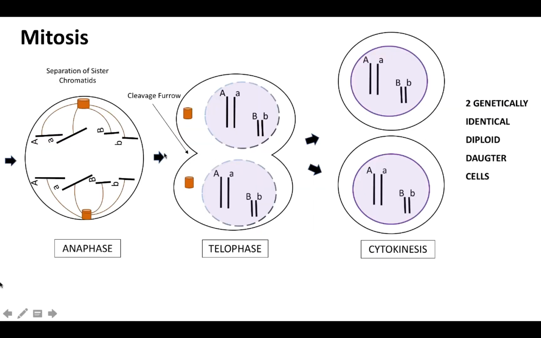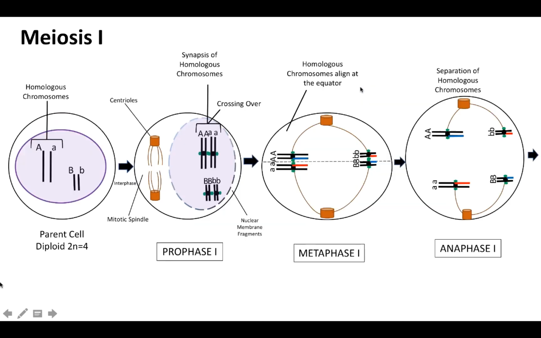Okay, and then we have telophase. We have our cleavage furrow. The nuclear membrane is going to return, and notice that all of these chromosomes on top will end up here, and all of these chromosomes on the bottom will end up down here. And we will get our cleavage furrow, and this will continue to cleave through cytokinesis until we get 2 genetically identical daughter cells. Okay, and that is mitosis.